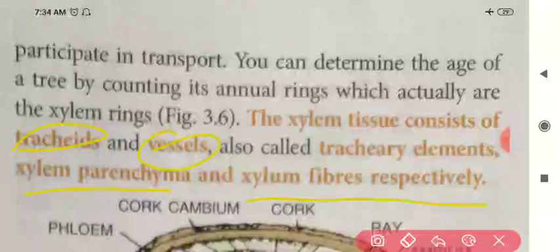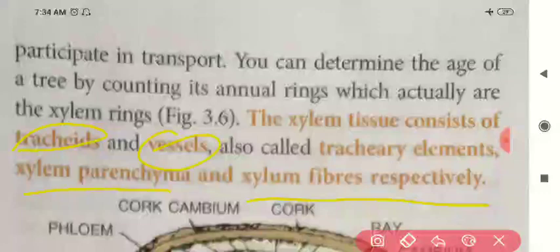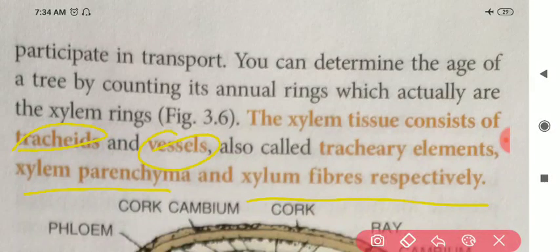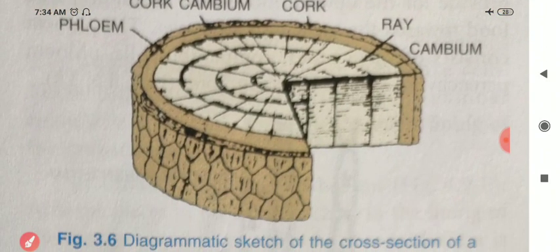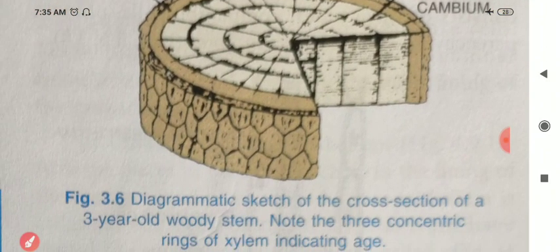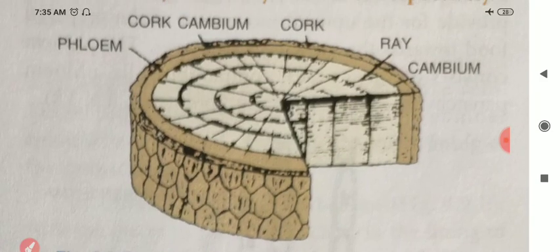Clear? Here you can write one question also: what does xylem consist of? So what answer will you write? Xylem consists of tracheids, vessels, xylem parenchyma, xylem fiber. Now we shall discuss them one by one. This is the diagram showing the cross section of a 3-year-old woody stem.